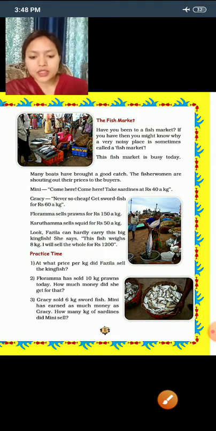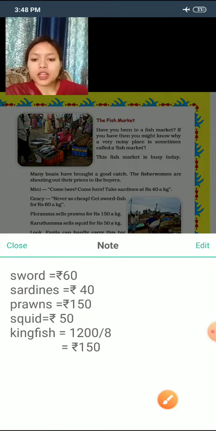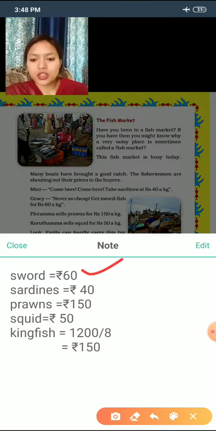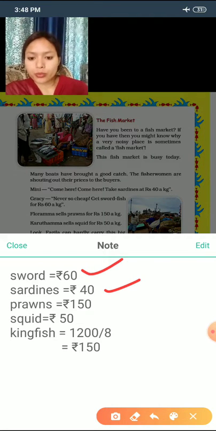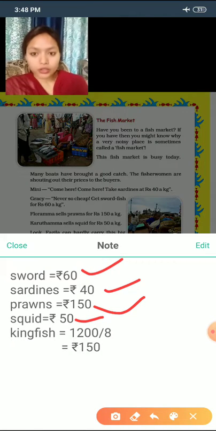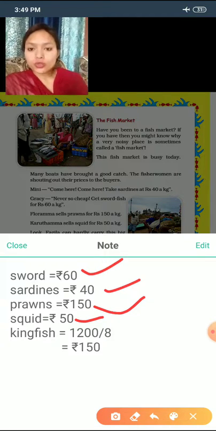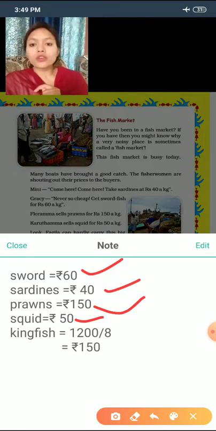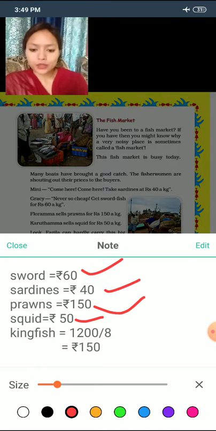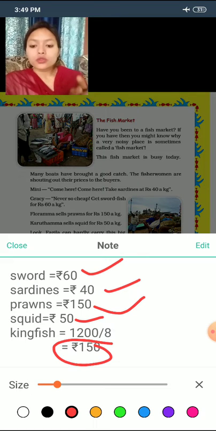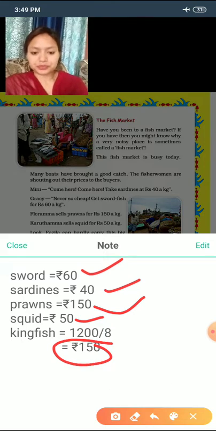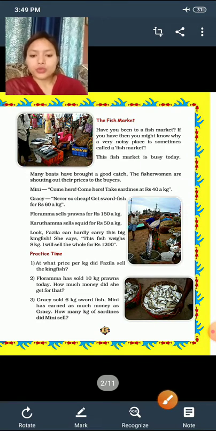Now the price list of the fishes is written here. Swordfish is 60 per kg, sardines 40 a kg, prawns 150 a kg, squid 50 a kg, and kingfish. Now if 8 kg of this kingfish is 1200, then for finding the 1 kg, what will we do? We will divide 1200 by 8. We will get the answer 150. Means the cost of 1 kg kingfish is rupees 150.